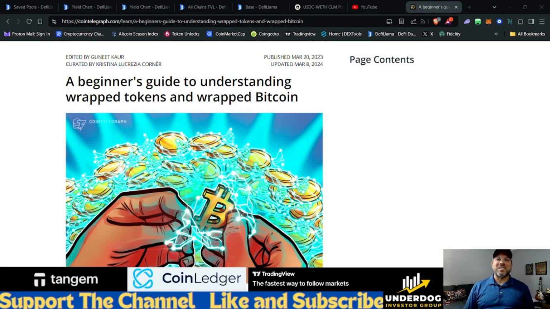I'm Kevin, and today we're going to answer your questions about what a wrapped token is and what they're used for. I had a comment from a few days ago, and a user wanted an answer on what a wrapped token is. So I'm just pulling up the guide on Cointelegraph, which is their beginner's guide to understanding a wrapped token.